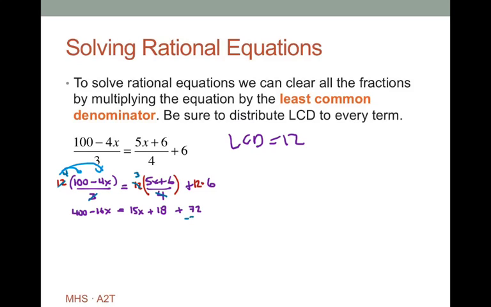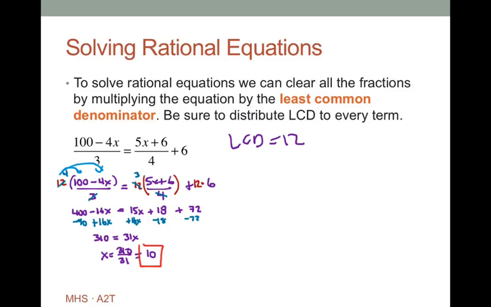So we get 400 minus 16x equals 15x plus 18 plus 72. And now we've got to just solve for x. Get the x's on one side, get the numbers on the other side. And when we do that, we find that we get 310 is equal to 31x, or x is equal to 310 over 31, which is 10. Okay, so that is our answer.